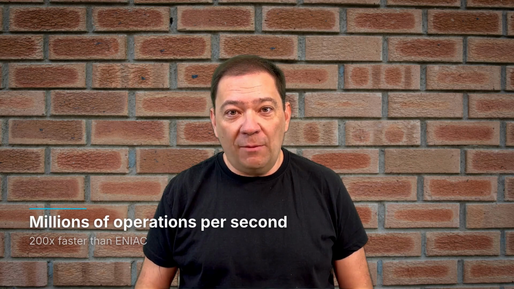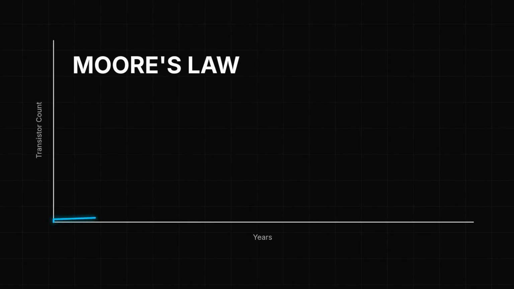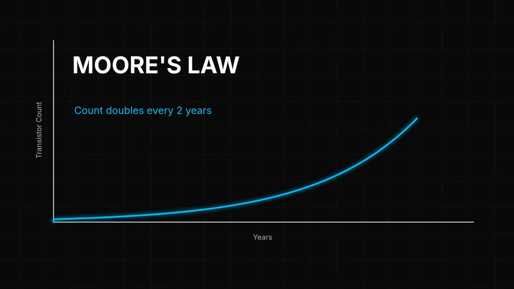That's 200 times faster. A man named Gordon Moore noticed this trend. He proposed what we call Moore's law. He said the number of transistors on a chip would double every 2 years, predicting how computers would shrink. This happened thanks to better materials and tiny manufacturing, like using lasers to etch circuits.